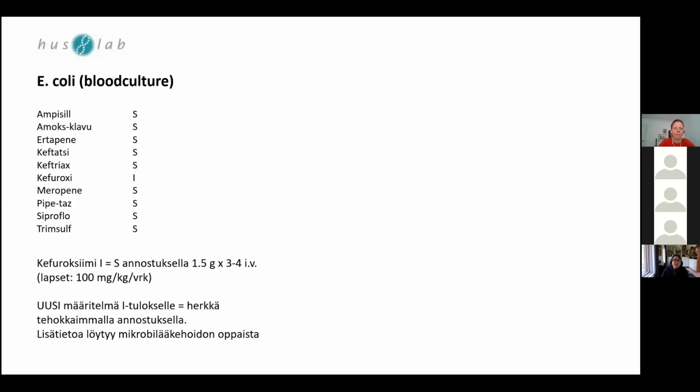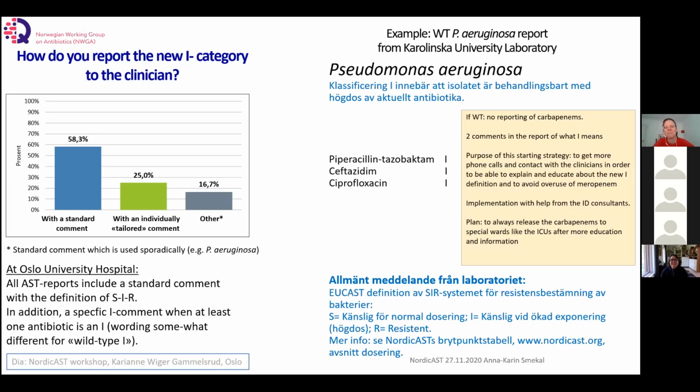On the right of the slide, there is an example for Sweden, for Stockholm, about Pseudomonas aeruginosa. So in the report, there are 2 different comments that say what I means. And for wild type, they decided at the beginning at least not to report the carbapenems. And they were hoping that the clinicians would call, and then they would explain what you should do and not do with that report. So these are 2 different ways you can handle that.